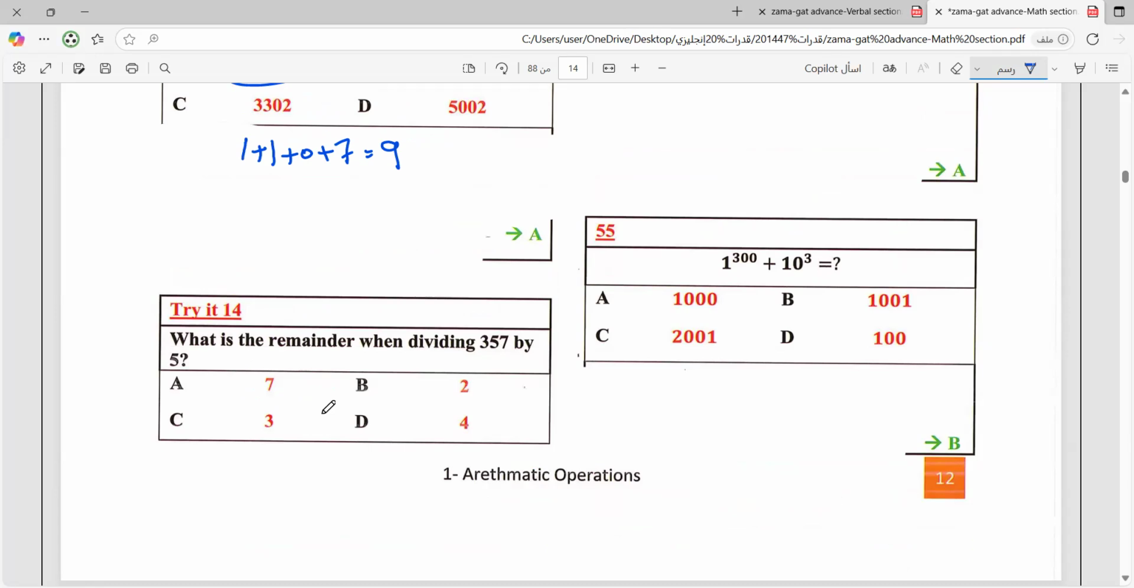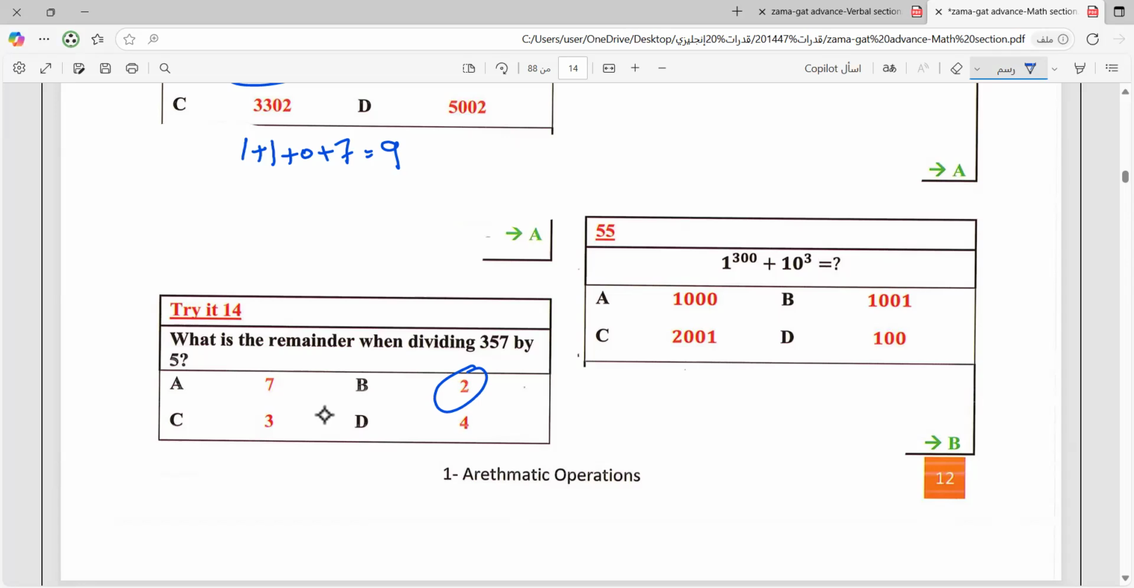What is the remainder when dividing 357 by 5? It's 2. Yes, correct. How did you get it so directly? Because 355 is divisible by 5, and then the remainder would be 2 left over.